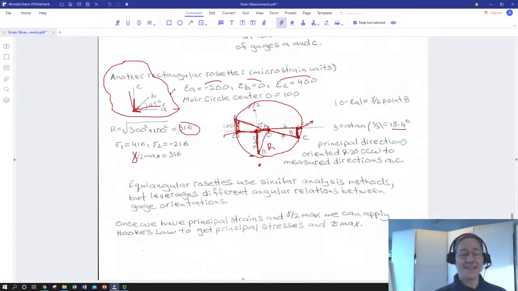So that is it. Please have fun practicing interpreting strain gauge data. You should have some in your homework exercises so you can measure your principal normal strains and max shear strains on a part coming from a given set of gauge data.